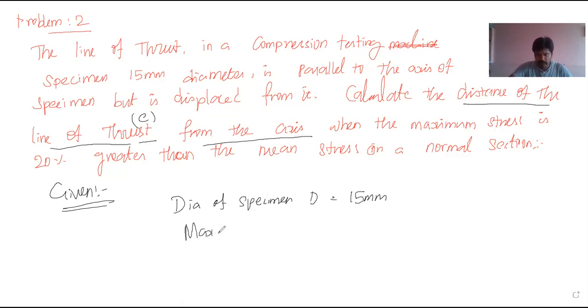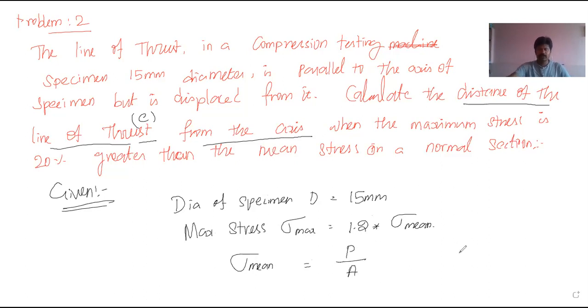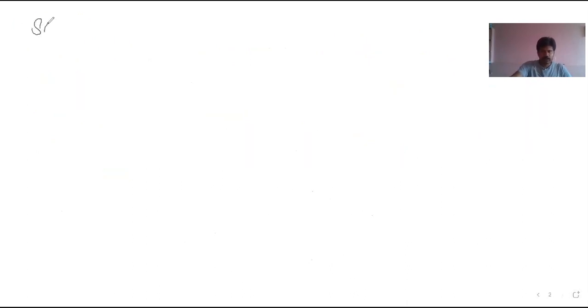So the maximum stress, sigma max, is 20% greater than the mean stress. So here it is 1.2 times sigma mean. Sigma mean is nothing but P by A. So this is the given data. Now let us move on to the solution part.